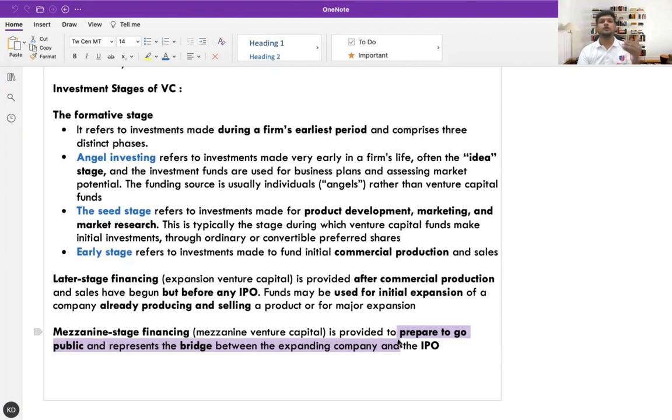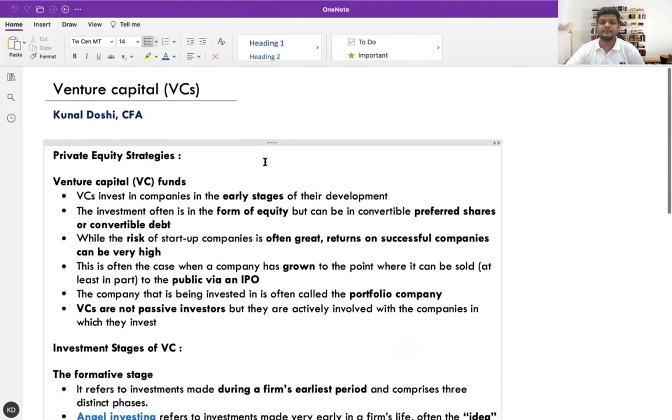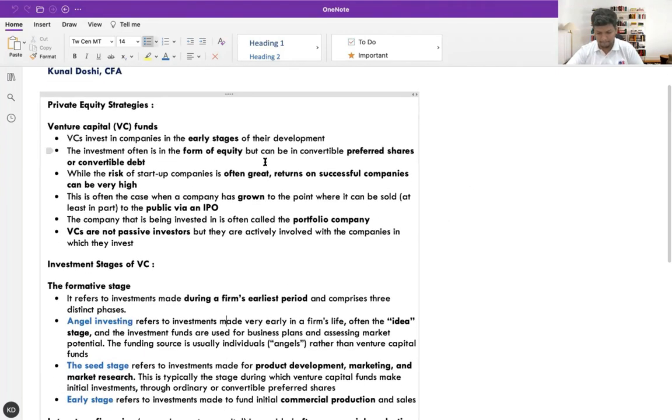Clear? So formative stage is when you have an idea, you develop that idea and you produce it. Later stage financing is when you expand the idea, and mezzanine financing is when you prepare for the IPO. Clear? So there are VCs who invest in different lines, or there are VCs who specialize in one of the lines. Is that clear, everyone? Any questions, anyone? No.